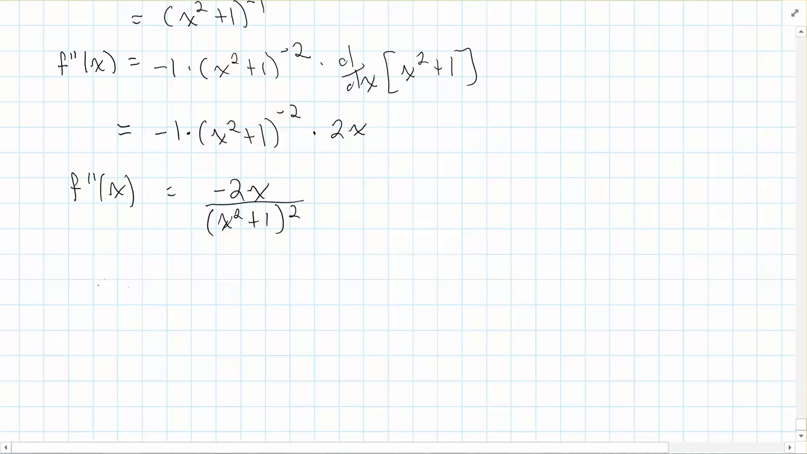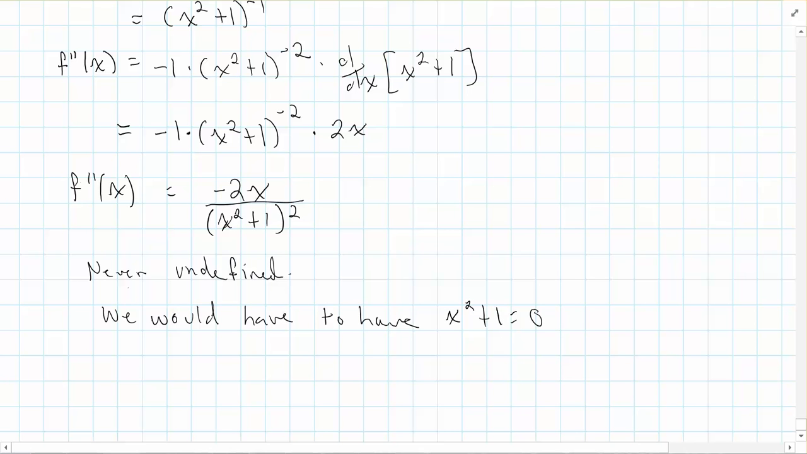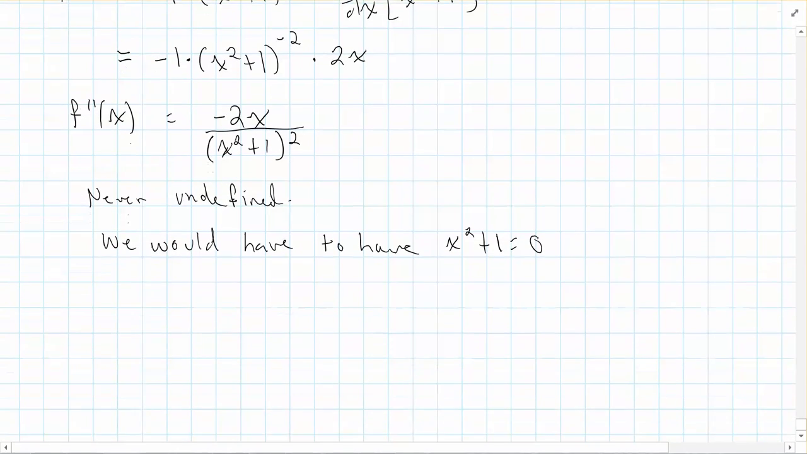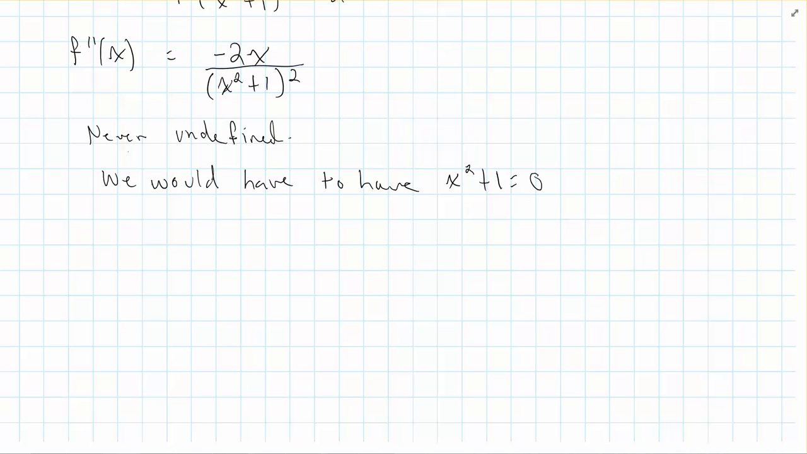Now this is never undefined. How do I know it's never undefined? Well, for it to be undefined, we would have to have x squared plus 1 equals 0. And that's never going to be satisfied for any real number. If you use an imaginary number like i, you can get it solved, but we don't use those in this course. So it's never undefined.